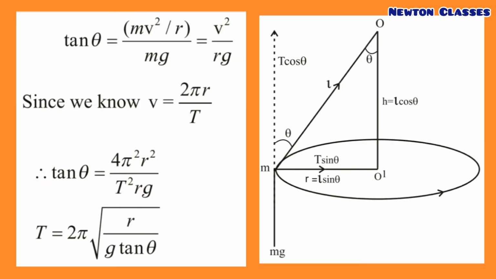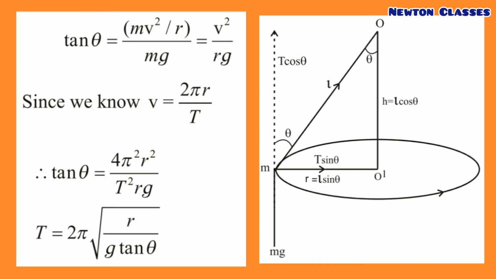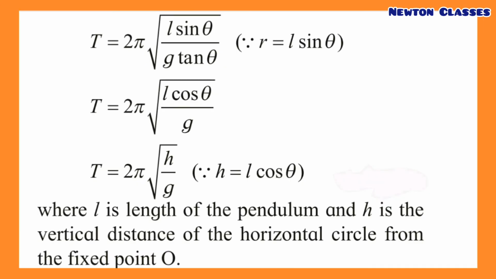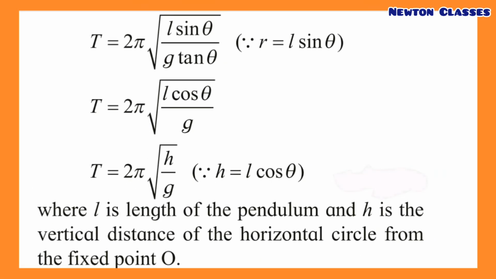Now we have to find the equation for the period. Therefore, period T is equal to 2 pi under root of r upon g tan theta. In the last equation, T is equal to 2 pi under root of r upon g tan theta, and r is equal to L sin theta. By putting the value of r, we get T is equal to 2 pi under root of L sin theta upon g tan theta.